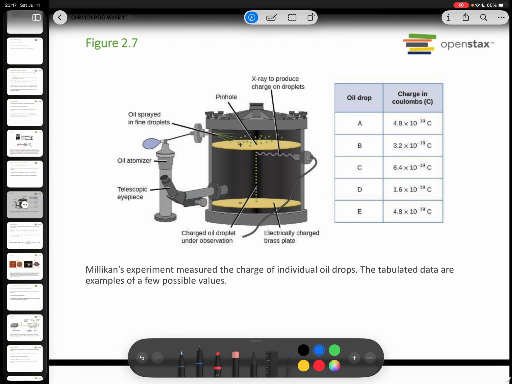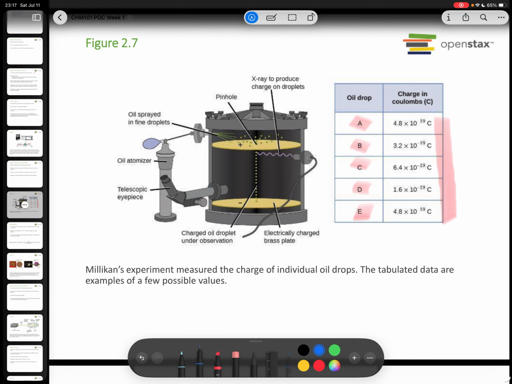Kung makikita nyo dun sa table, ito si oil drop A, B, C, D, E. Makikita nyo yung kanilang charge, no? In units of coulomb. They always appeared as multiples of a smallest charge. Kung makikita nyo siya, no? So, that smallest charge was interpreted as the charge of one electron. Okay? In other words, a droplet could have one extra electron, two extra electrons, and so on, no?